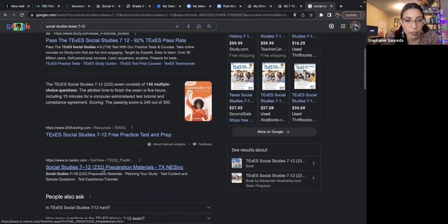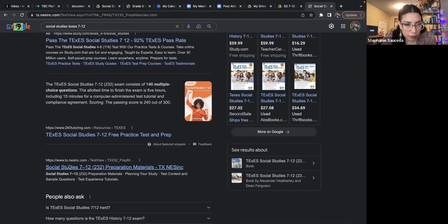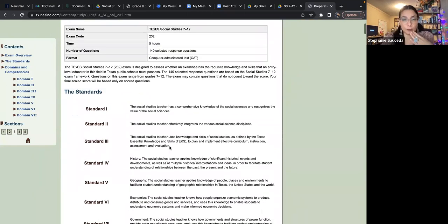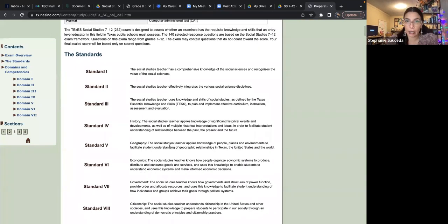Oh, here it is. I never remember, it's like the NES, whatever. I always forget that. So the overview, and this is what I wanted to look at. We have our standards here, and I always explain this to all of my students.